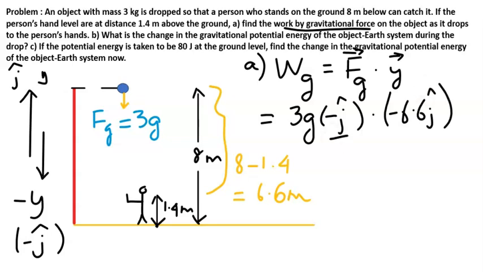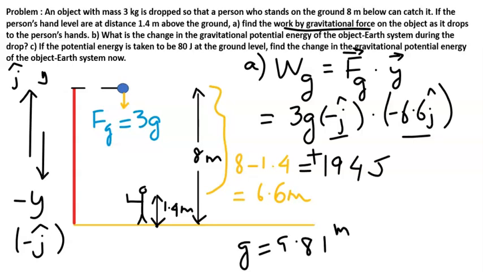So minus j hat dotted into minus j hat is 1. 3 times g times 6.6 will give you 194 joules. And this is positive 194 joules. Now we have taken the g to be 9.81 meter per second squared here.